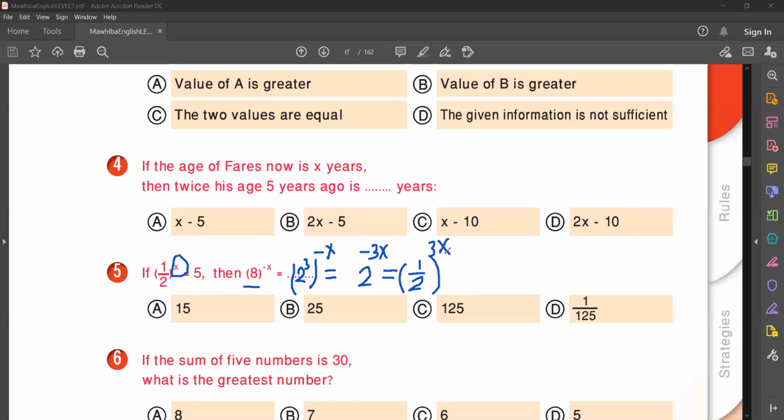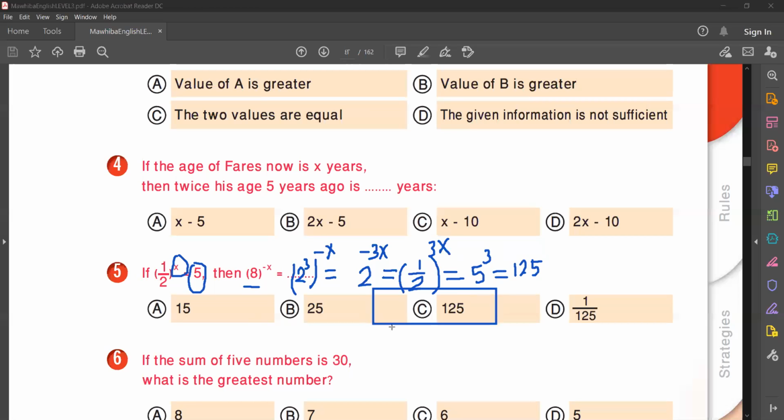Then half to the power x equals 5. It is 5. So you write 5 to the power what? To the power 3. Because half to the power x, it is 5. So 5 to the power 3 equals 125. Right? So the answer is 125. So the answer is C.